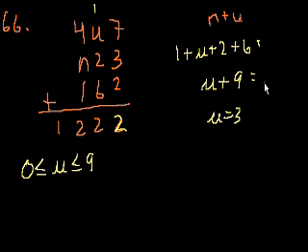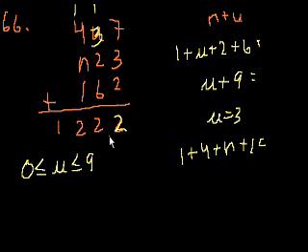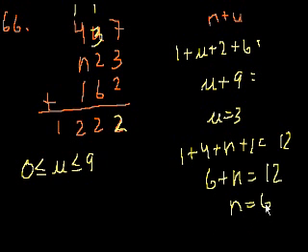That's the only possibility that'll give you something that ends in a 2. So if we assume that u is 3, then we have 1 plus 3 plus 2 plus 6, which is 12. Carry the 1. You get 1 plus 4 plus n plus 1 is equal to 12. So you get 1 plus 4 plus 1, that's 6 plus n is equal to 12, and n would be equal to 6. And they want to know what n plus u is.